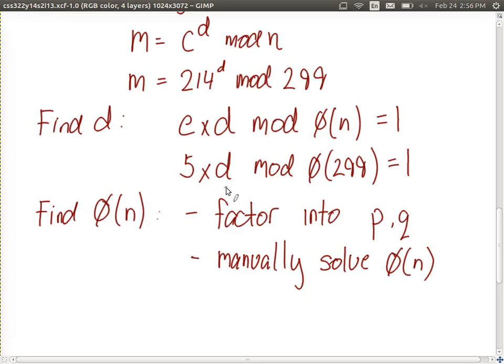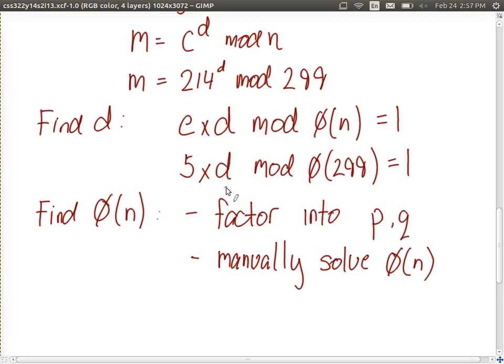The other approach is to manually solve the totient. By manually, I mean think of the approach: try 1 and 299, are they relatively prime? 2 and 299. And count all the numbers relatively prime. And again, there are no known algorithms which can be completed in reasonable time if n is large. Large, we'll give some examples of what we mean by large soon.